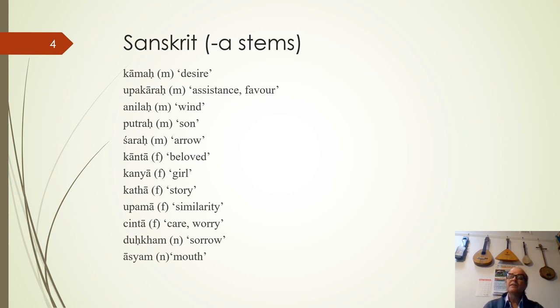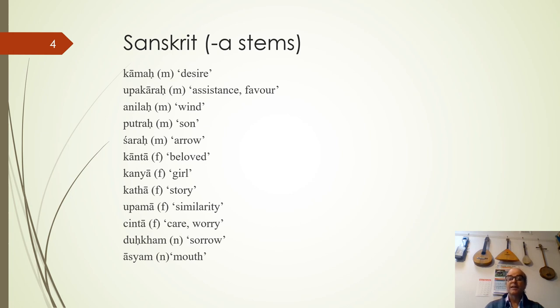So in Sanskrit, some of you may have studied Sanskrit, there are nouns which have different vowel stems. So there are a stems, i stems, u stems, and various others. But in the a stem system, you have words like kama, upakara, anilaha, putraha, there used to be an ha on the end there, and sharaha, all of which were masculine, and the a ending with a h sound at the end showed that it was masculine, whereas a long a would show that it was feminine.